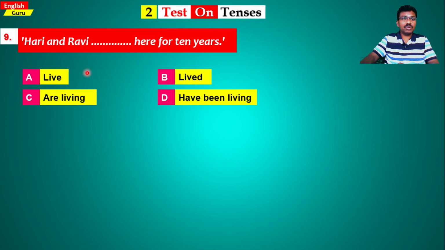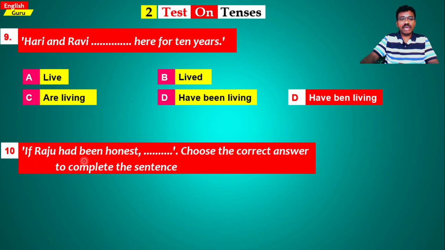Why not live? Because it's a verb 1. Lived, verb 2. Are living is a continuous form. No, this is also wrong. So that's the reason fourth option, have been living. Why have? Hari and Ravi, plural, not has. Okay, so Hari and Ravi have been living here for 10 years is the right and correct answer for this question. The next question, if Raju had been honest dash, choose the correct answer to complete the sentence.